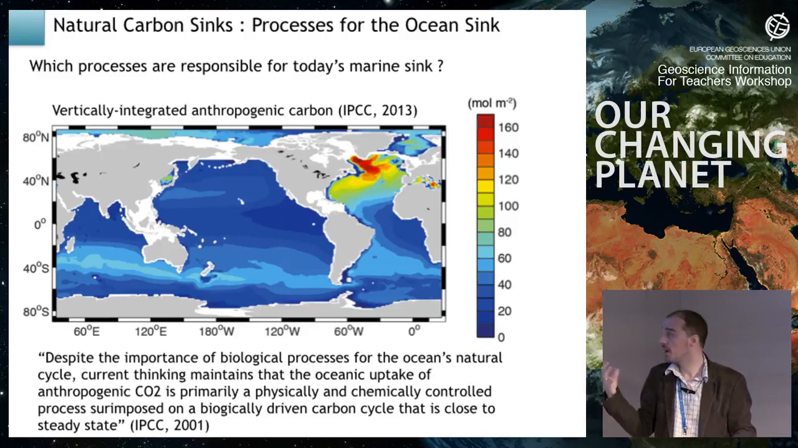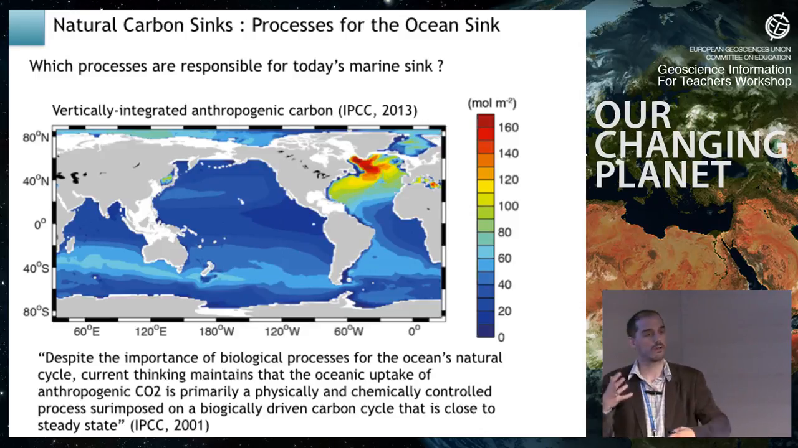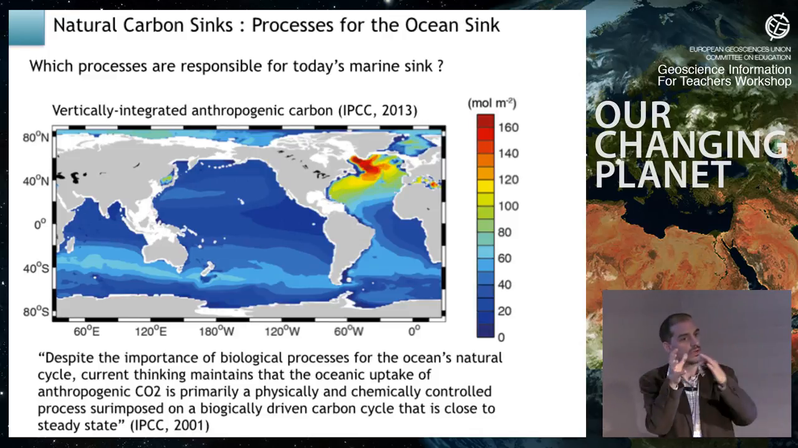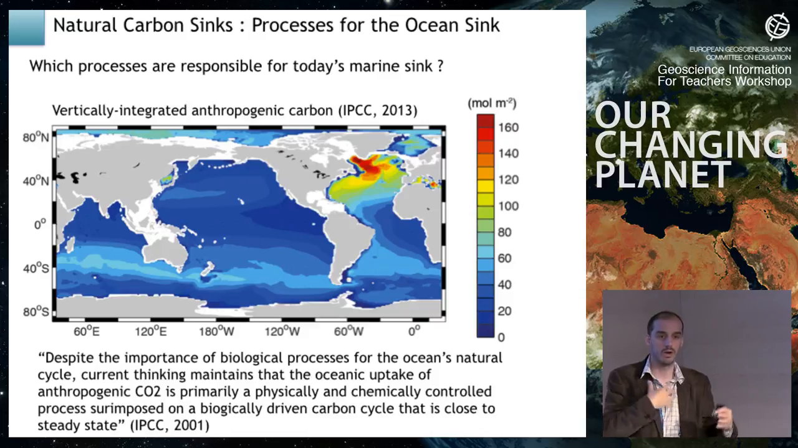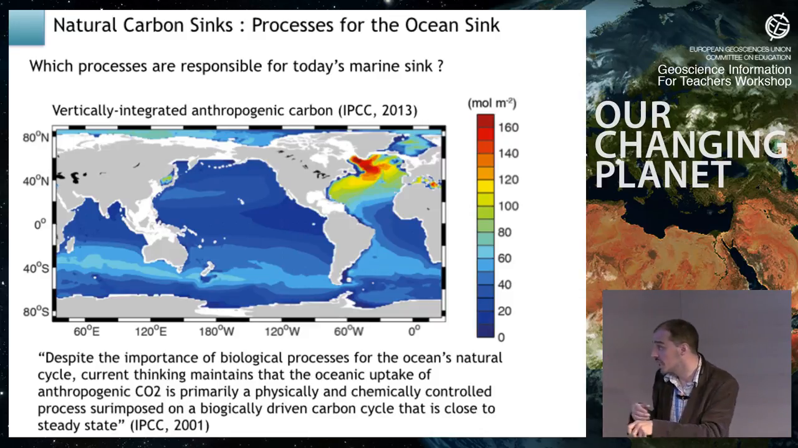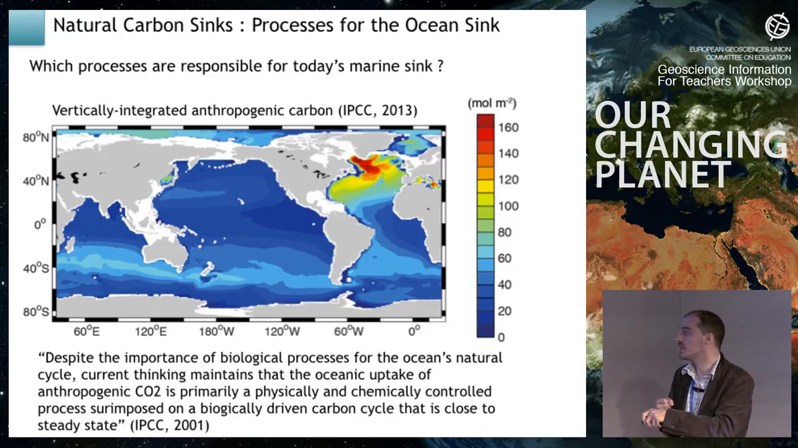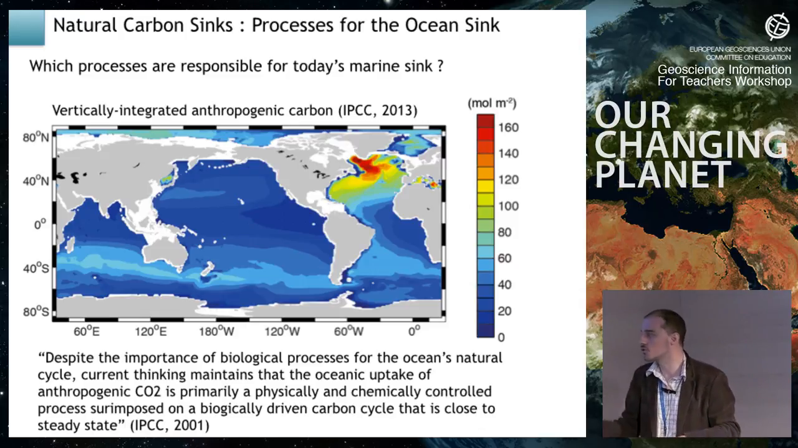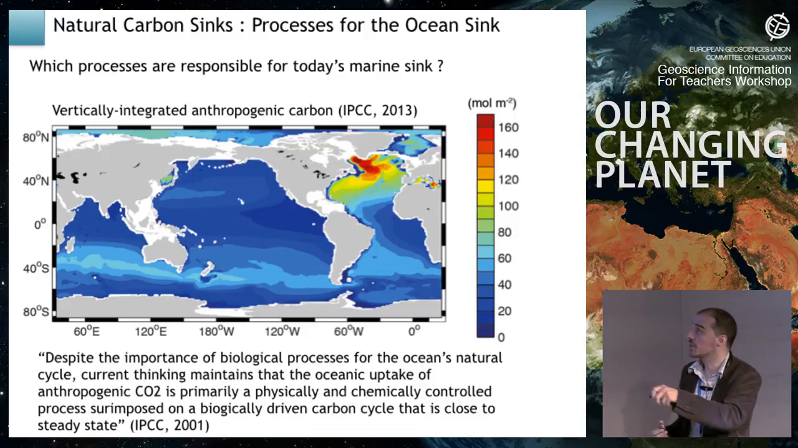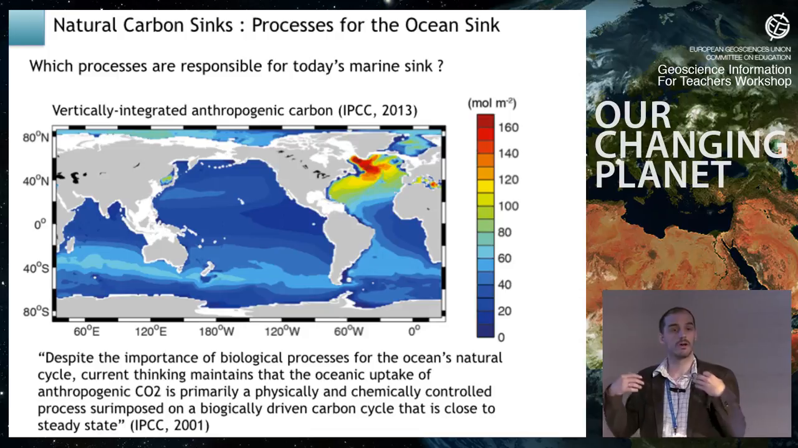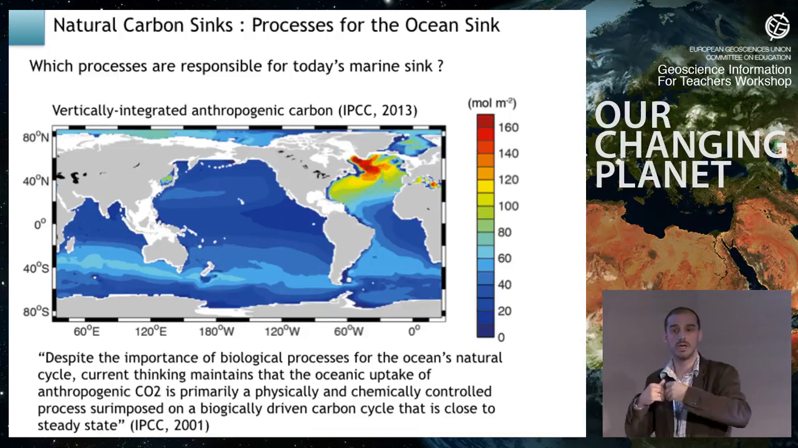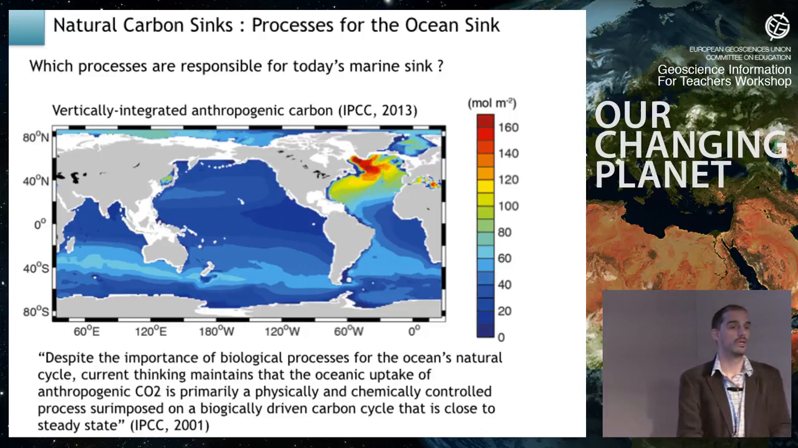Despite the importance of the biological processes for the ocean's natural cycle, that is what I've been showing in the previous figures, you transfer carbon from the surface to the subsurface with the biology. It's very important for the natural carbon cycle. The oceanic uptake of anthropogenic CO2 is primarily a physically and chemically controlled process that is superimposed on this natural carbon cycle. Because it's cold here in the North Atlantic, you will dissolve lots of anthropogenic carbon with this delta pCO2 that I was showing before, and then you will transport this carbon to the deep ocean.